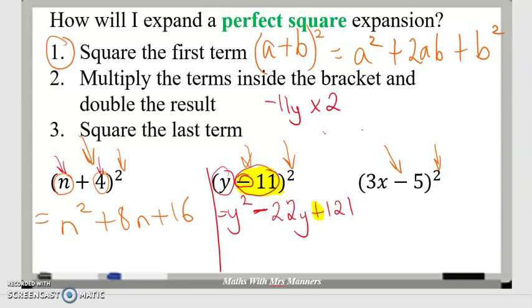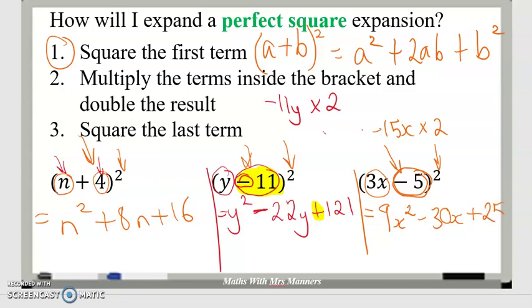All right, lucky last. Square the first term. That's 9x squared. Multiply these together. That's minus 15x. And when I double it, I'm going to times by 2. That'll give me minus 30x. And then I'm going to square the last term. Don't forget, if you square a negative, you have to get a positive. And 5 squared is 25.